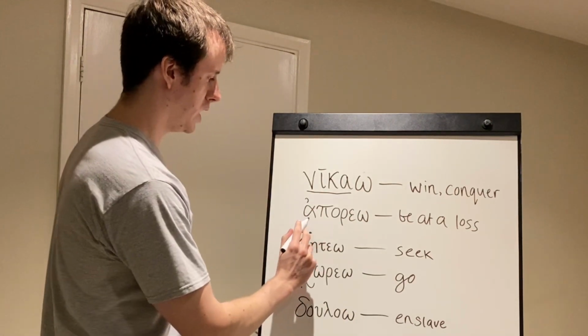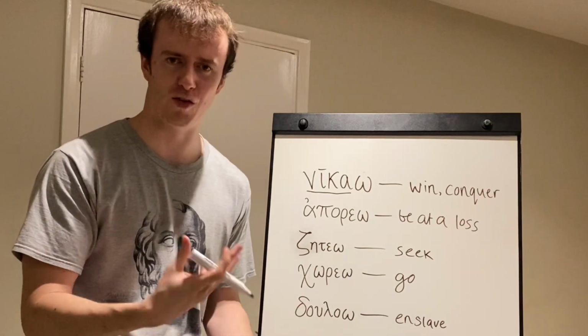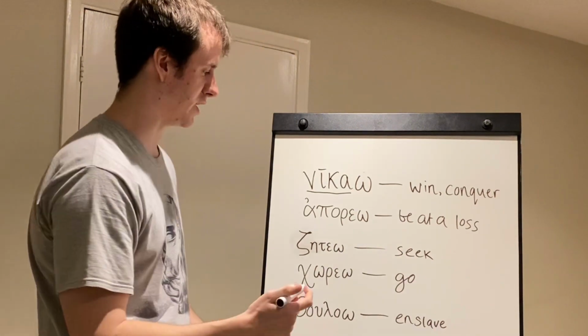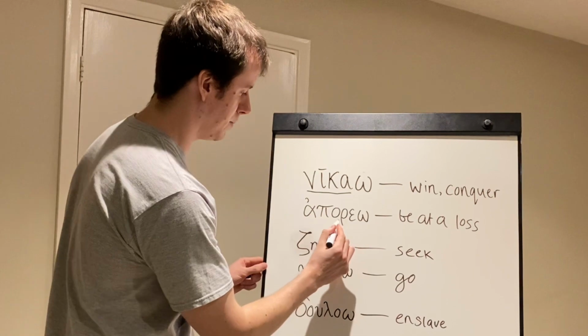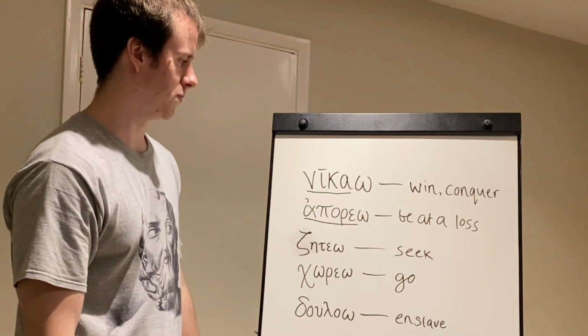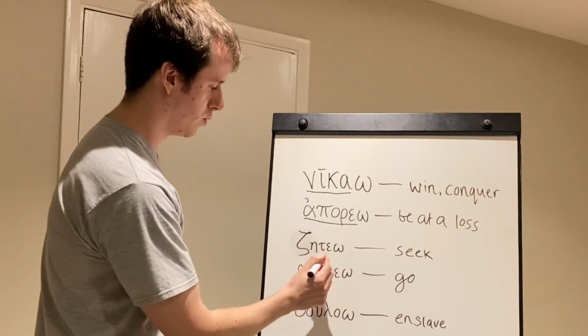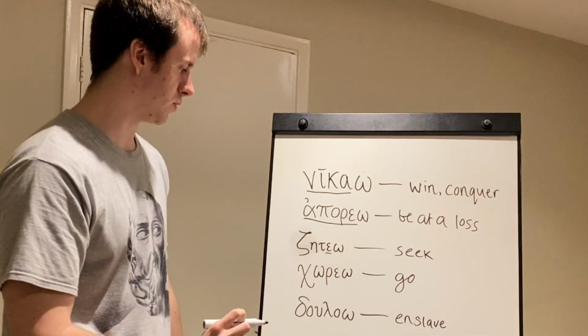The second verb, aporeo, means to be at a loss. It's when you're perplexed or bewildered and you don't know how to proceed. And you can see this is an epsilon contract verb because the stem ends in epsilon. The third verb is zeteo, which means to seek. Once again, you can see it's an epsilon contract verb.